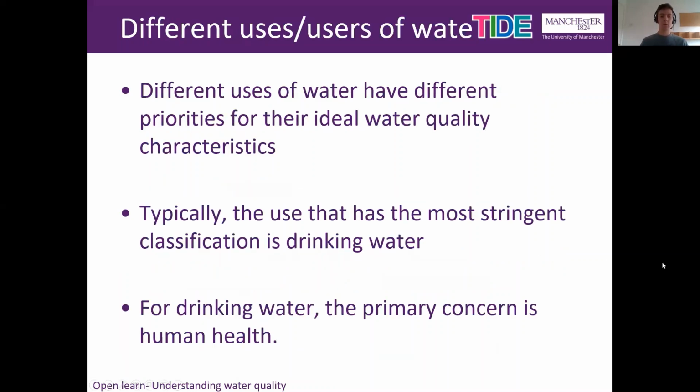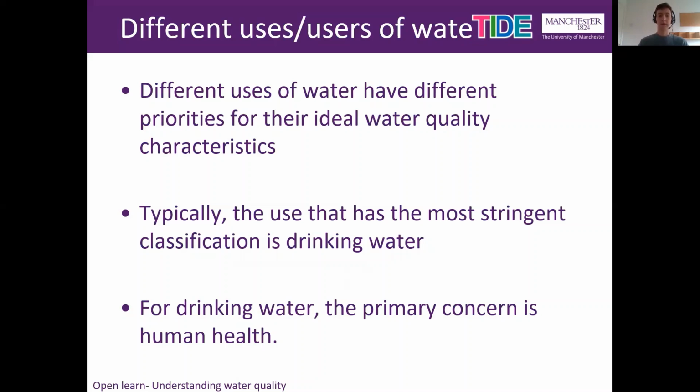Depending on the use of the water, this can change how water quality is viewed. Typically, the use with the most stringent classification is drinking water. The reasoning behind this is that we want to protect human health, as the use of water for drinking leads to its consumption by us. Whilst we may think of another use, such as washing, where we still need the water to be of sufficient quality, as we do not consume the water, its quality does not need to be as stringent.